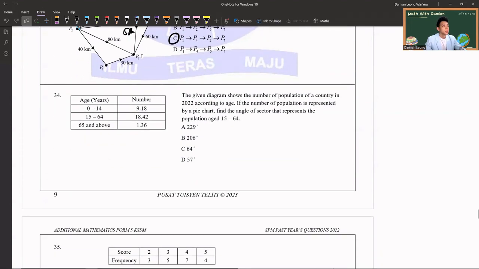Question 34. The given diagram shows the number of population of a country in 2022 according to age. If the number of population is represented by a pie chart, find the angle of the sector that represents the population of age 15 to 64.